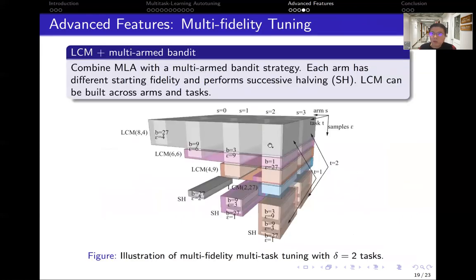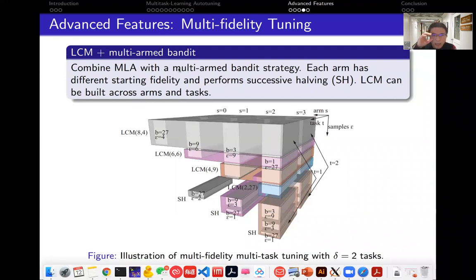Then we can also consider multi-fidelity tuning. The idea is combining the MLA algorithm with the so-called multi-armed bandit strategy. The multi-armed bandit strategy will generate multiple arms, and each arm has a starting fidelity, and it will generate some initial samples on that fidelity, then call this so-called successive halving to keep boosting the fidelity level and reduce the number of samples until you reach the desired fidelity.